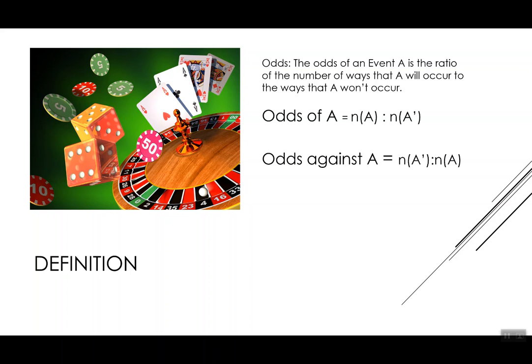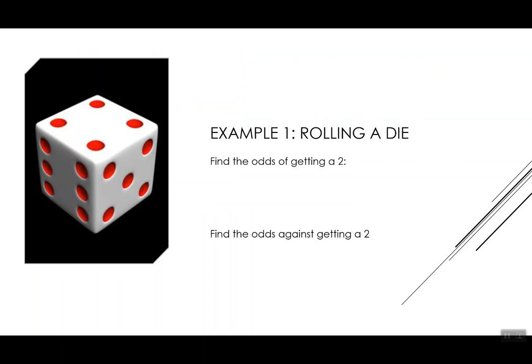Similarly, the odds against A would be how many ways we won't get A to how many ways we will get A. So let's take an example. Let's say we roll a die. Let's find the odds of getting a 2. Well, we know there's one way to get a 2, and there's 5 ways to get anything else. So if we look at the odds against getting a 2, we're just going to flip that around, and we can say there are 5 ways not to get a 2 compared to the 1 way to get a 2.